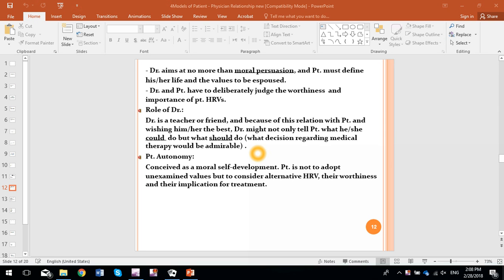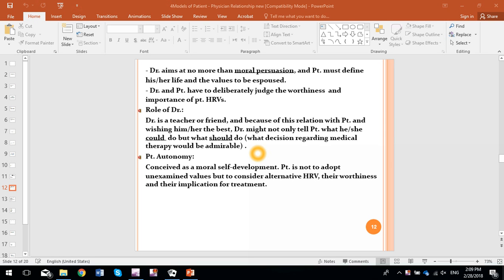The role of the physician here is a teacher, not a counselor like in the interpretive model. A teacher or a friend. Why is it called a friend? Because the talks between friends are liberal and deliberate. They can tell each other what they feel, and here a teacher again can tell the student what he should or shouldn't do. Because of this relation, which is so strong in the deliberative model, the physician goes deliberately and tells the patient more clearly what are the values that should be adopted in order to remain healthy.